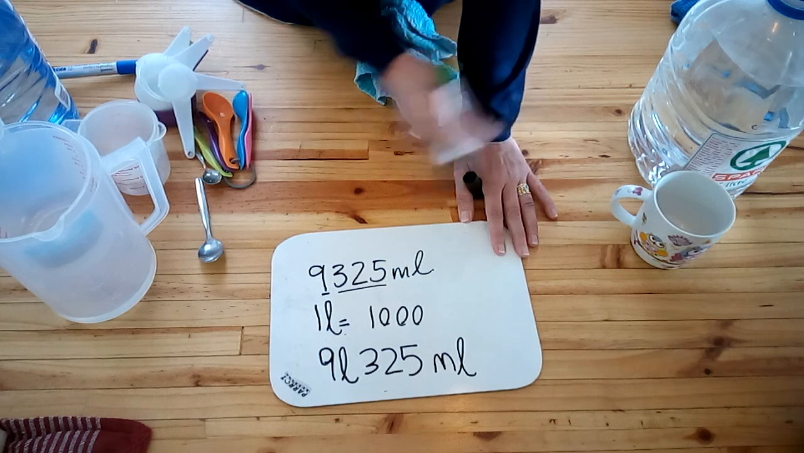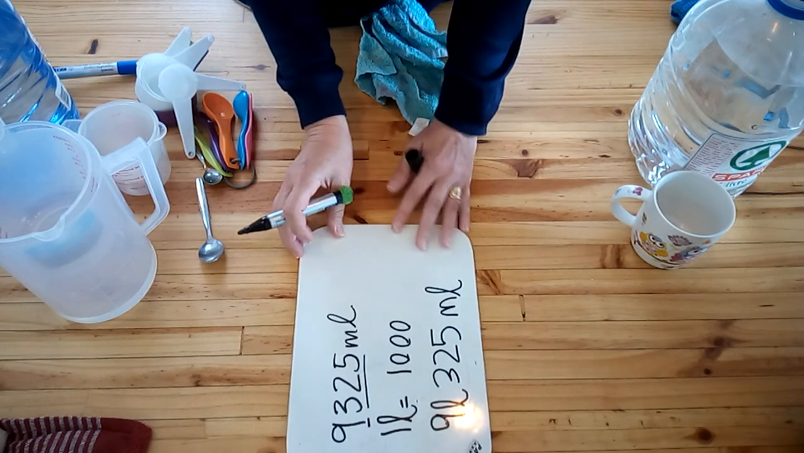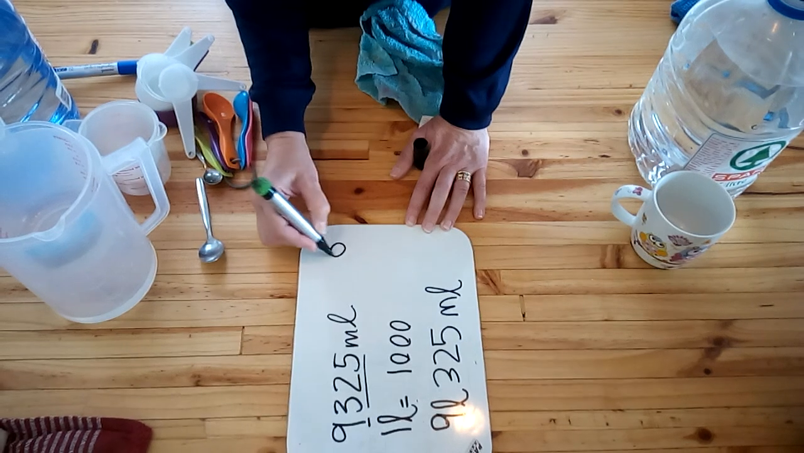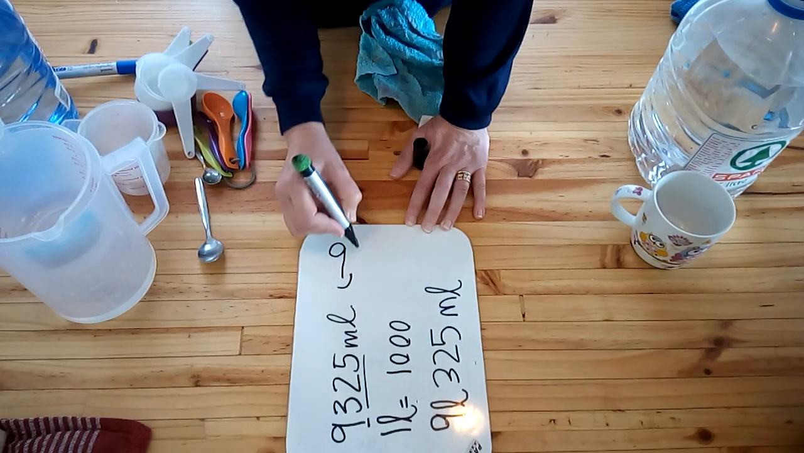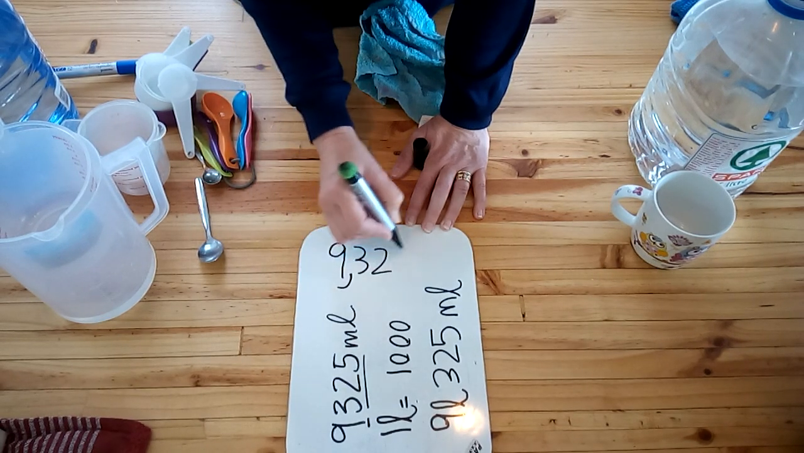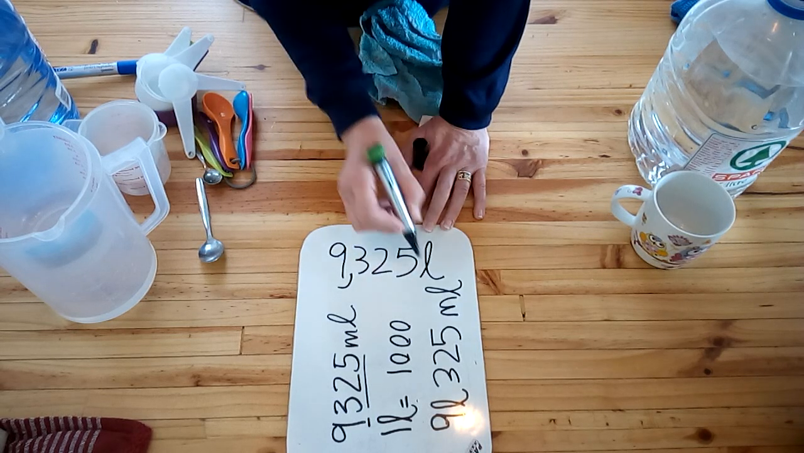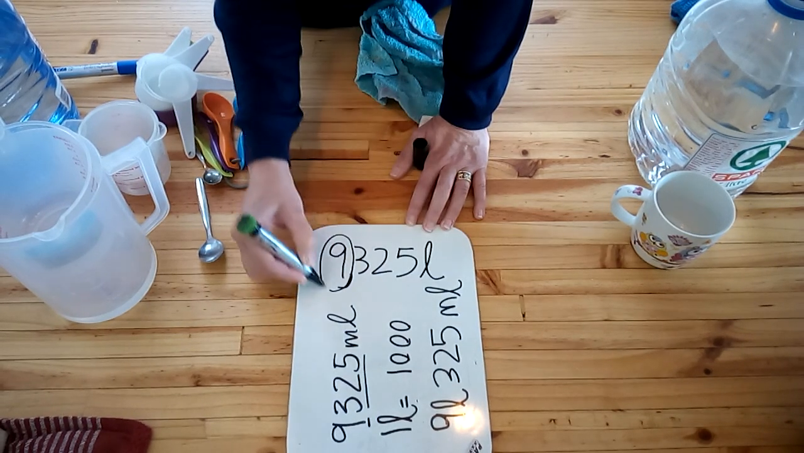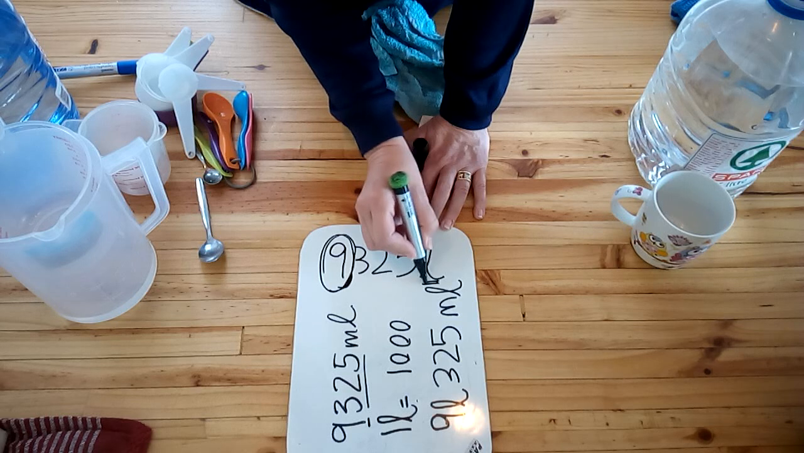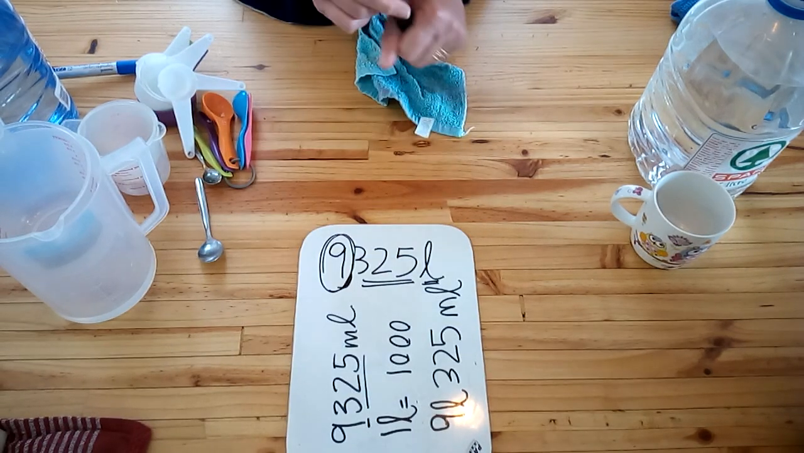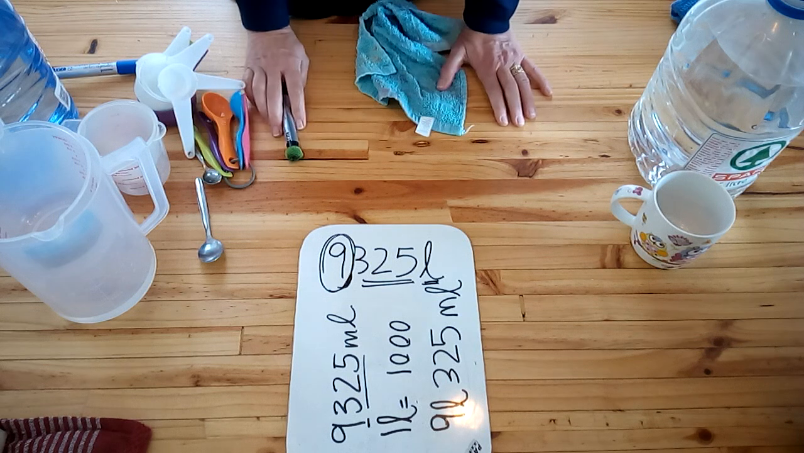Or, like we did with the kiloliters and kilometers and meters, we said 9,325, and then you can say liters, because whatever is in front of the comma is my liters, and whatever is behind stays my milliliters, because there are not 1,000 enough to make a liter.